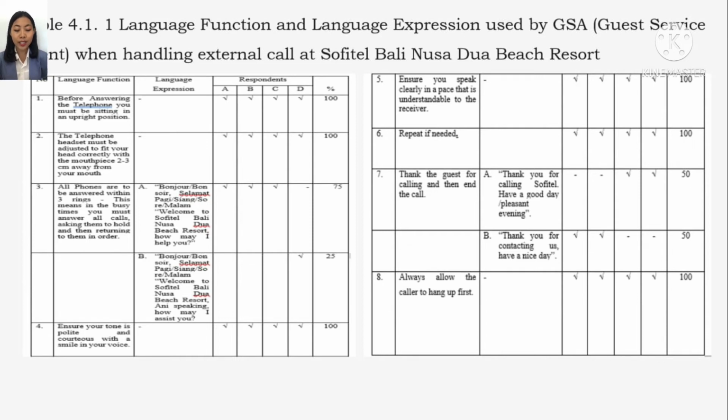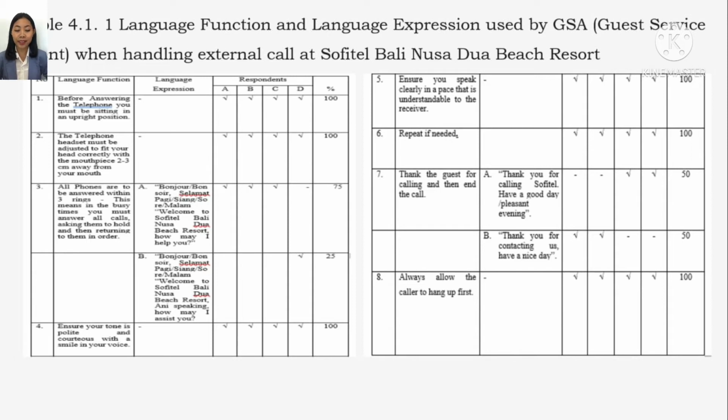So, and then don't forget that smiling when talking on the phone is also an ethic that must be applied by a guest service agent at Sofitel Service Resort. It reflects the quality of sound we convey to the guests. And guests, on the other hand, will be able to hear our smiles and believe that.